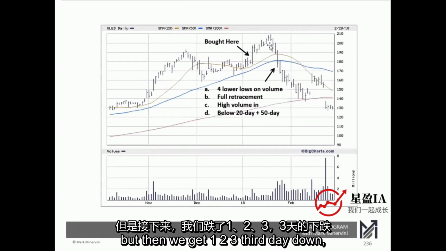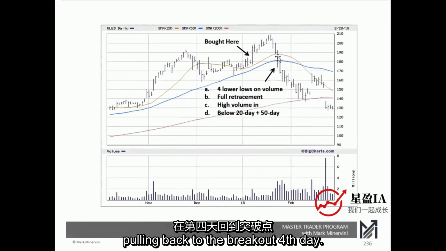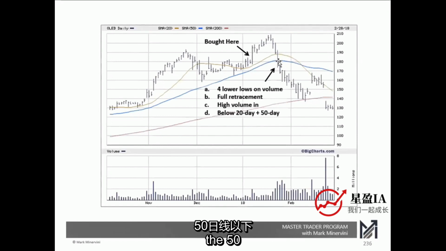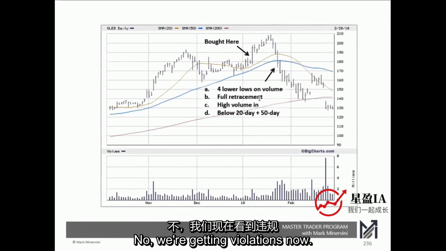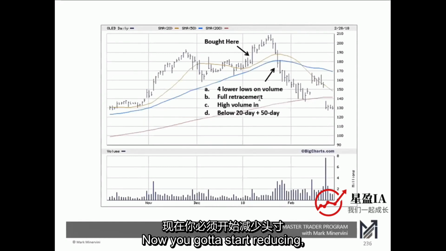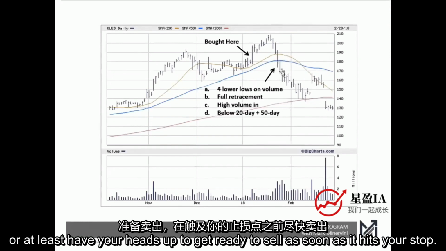But then we get 1, 2, 3, third day down, pulling back to the breakout. Fourth day, now we're below the 20, the 50, full retracement, high volume in. No, we're getting violations now. Now you got to start reducing. You got to start looking, or at least have your heads up to get ready to sell as soon as it hits your stop.